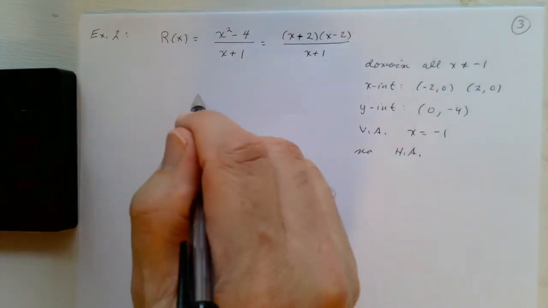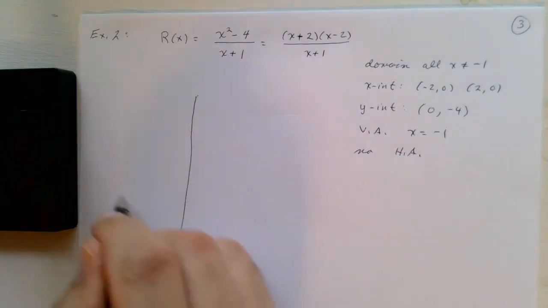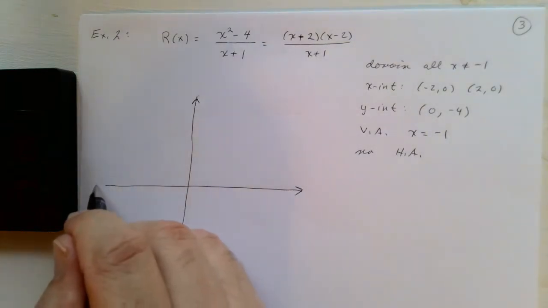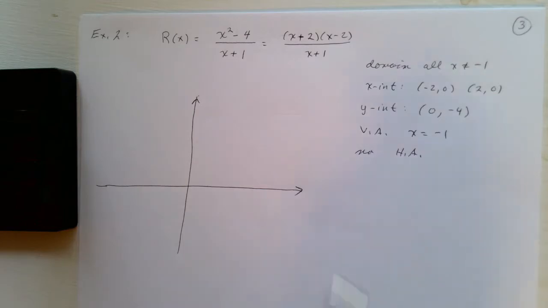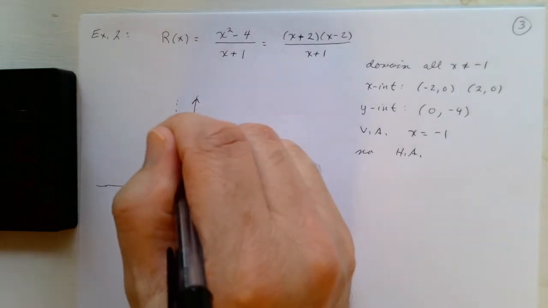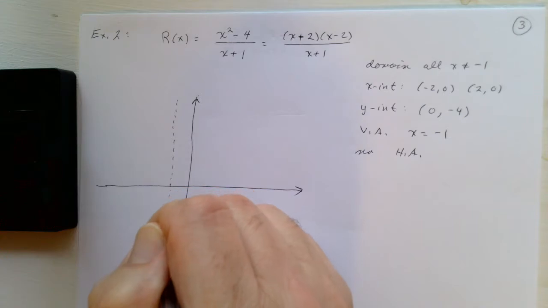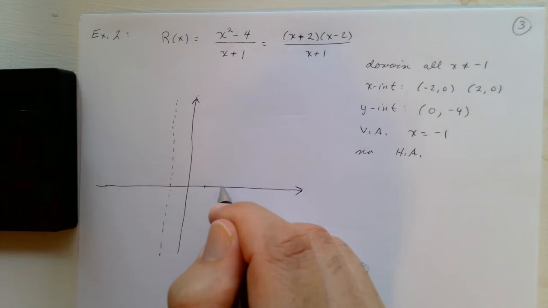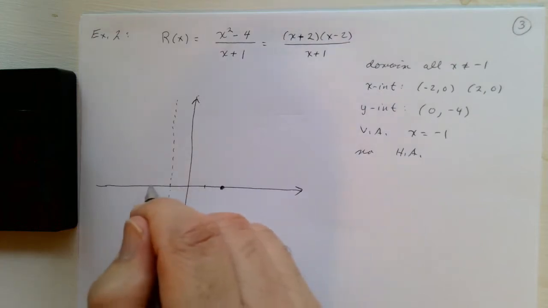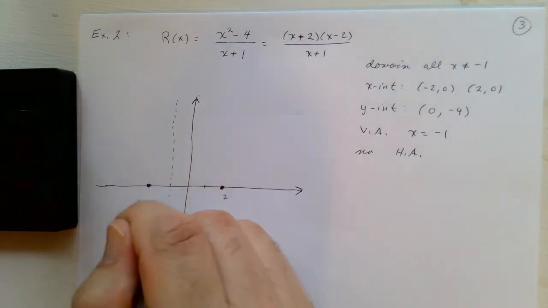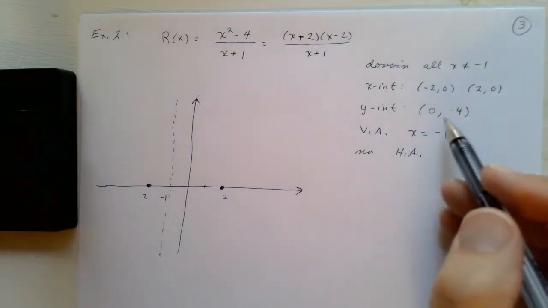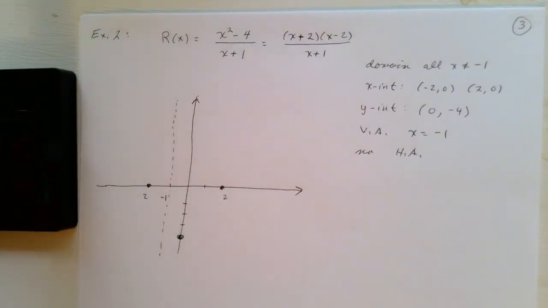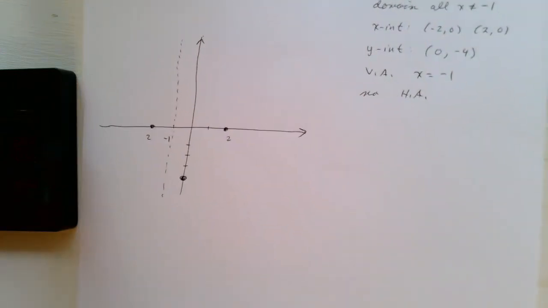All right, so we have a vertical asymptote at negative 1. No horizontal asymptotes. We have x-intercepts at 2 and negative 2, and a y-intercept at negative 4. Okay, let's make our sign chart.